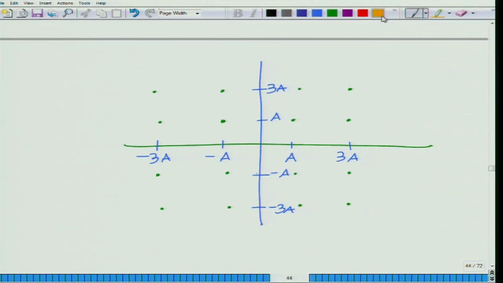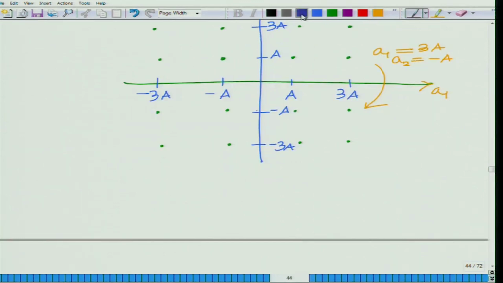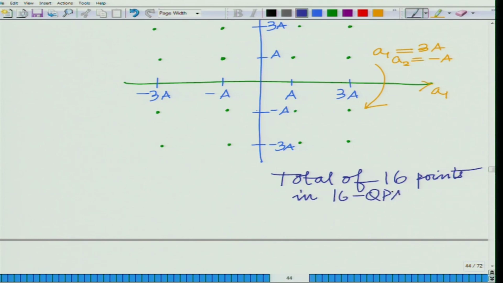For instance, this point corresponds to A1 equals 3A, A2 equals minus A. Remember, the x axis corresponds to A1, the y axis corresponds to A2. So, there are a total of 16 points. Naturally, this is the 16 QAM constellation. So, there are a total of 16 points in the 16 QAM.